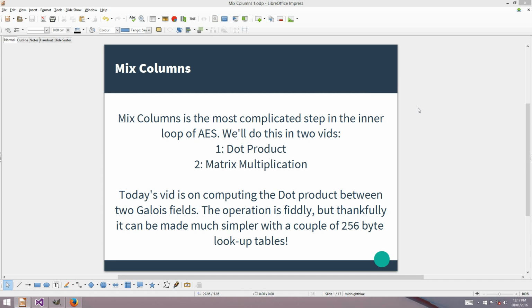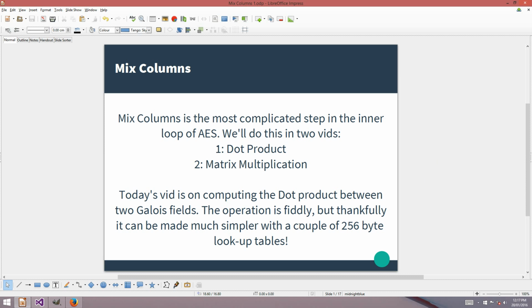It was going to be one video, but I found that I was kind of rambling and going into a coma at about the hour mark, so I decided to split it into two videos. So today we're going to be looking at the dot product, and next time we'll look at matrix multiplication. So we're talking about the dot product between two Galois fields, and I think the best way to do this is just take it easy.